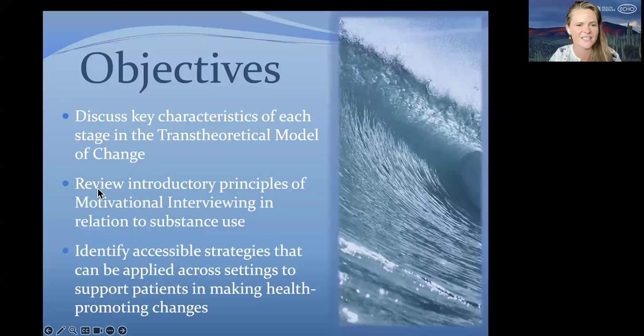Our objectives today are to discuss the key characteristics of each stage in the transtheoretical model of change, although we'll do it very briefly. We'll review the introductory principles of motivational interviewing as they relate to substance use and other health change behaviors. And we're going to try to identify accessible strategies that can be applied across settings to support patients in making those health promoting changes.